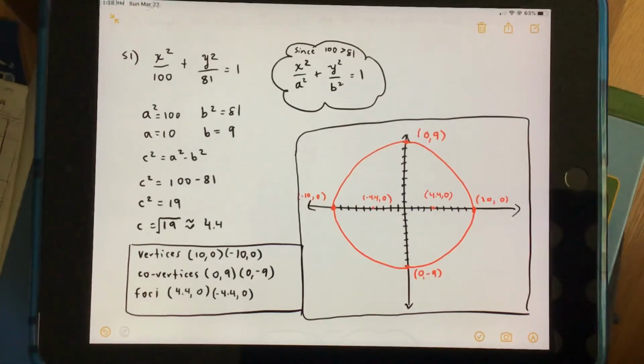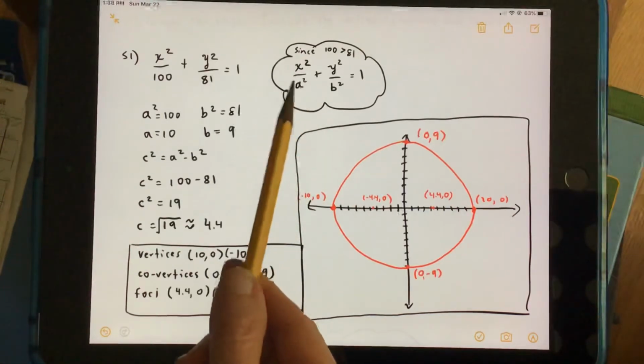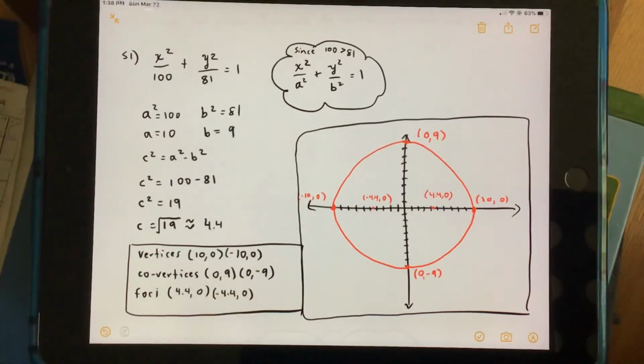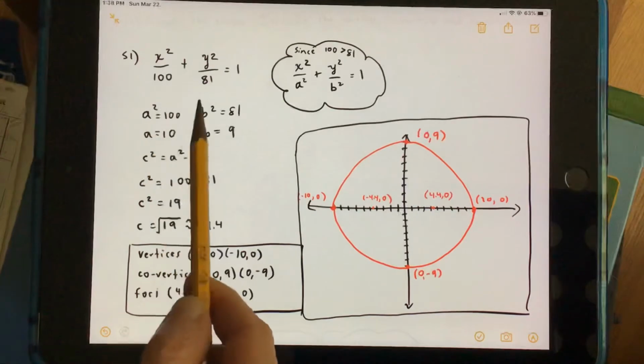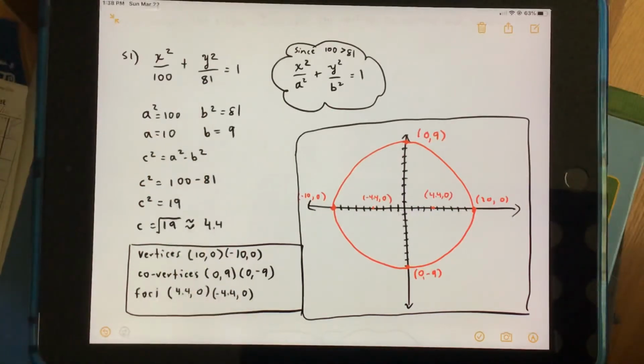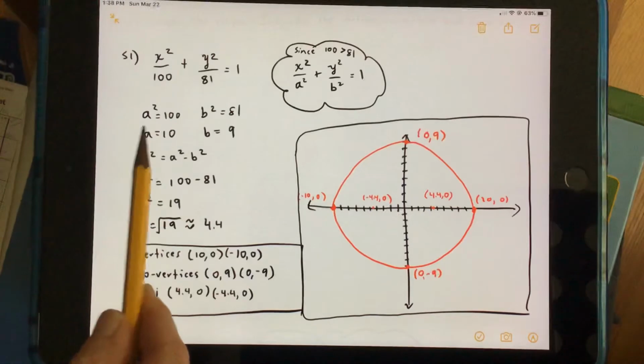And over here, here's my thinking bubble. You don't need to write this down, but we are thinking that x squared over a squared plus y squared over b squared is equal to 1. We're noticing the a squared is underneath the x squared because 100 is greater than 81. Remember, for our ellipses, the larger of these denominators is going to be assigned the a squared number. So I am writing down that a squared is 100.